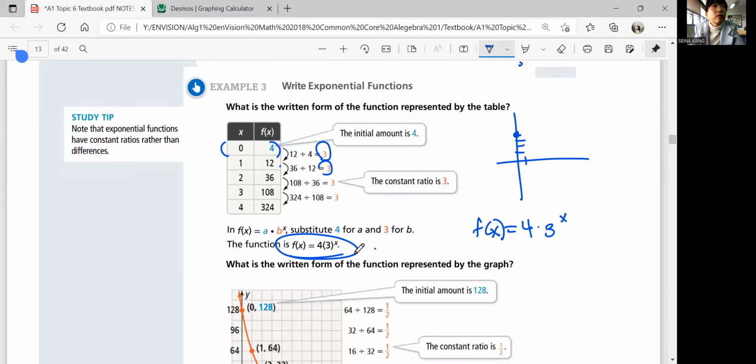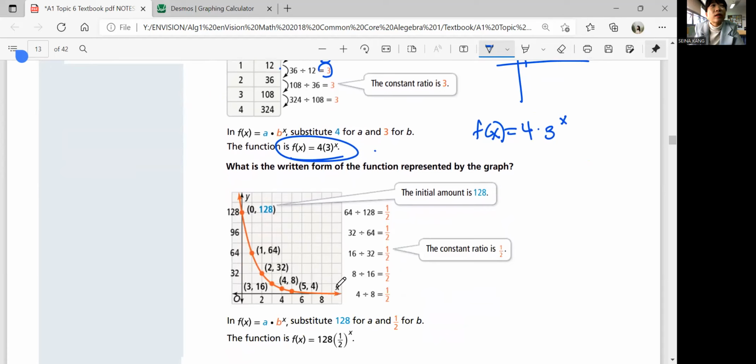And then, what's the written form of the function represented by the graph? If you're given a graph, could you figure out the equation as well? Yes, a graph is the same as a table. You just have visual representations. You should be able to look at the points, right? You can also write a table using the graph: (0, 128), (1, 64), (2, 32), (4, 8), and (5, 4), right?